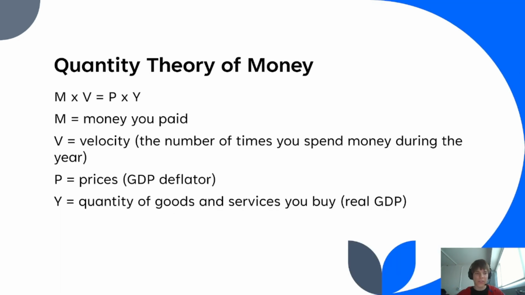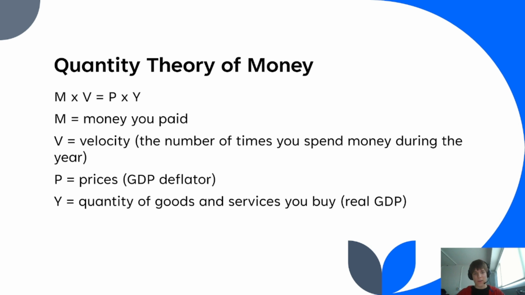Here's the formula, as you can see: M multiplied by V equals P multiplied by Y, where M is the money supply, V is the velocity, the number of times you spend money during the year, P is the price level, and Y is the quantity of goods and services you buy. In the whole economy, P represents the GDP deflator and Y represents real GDP.